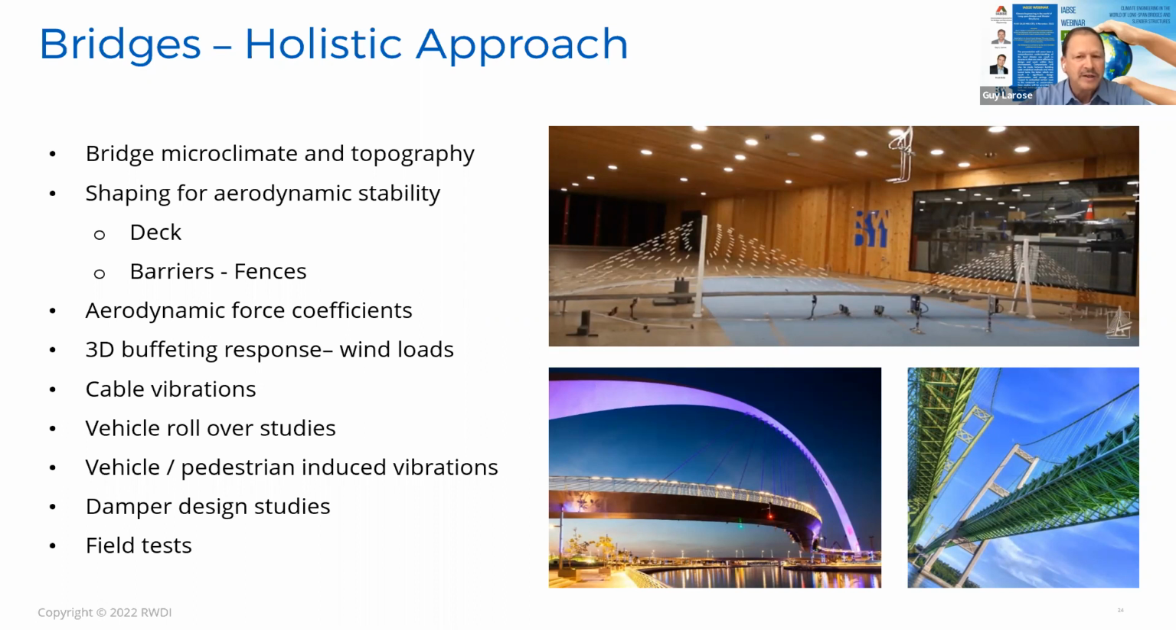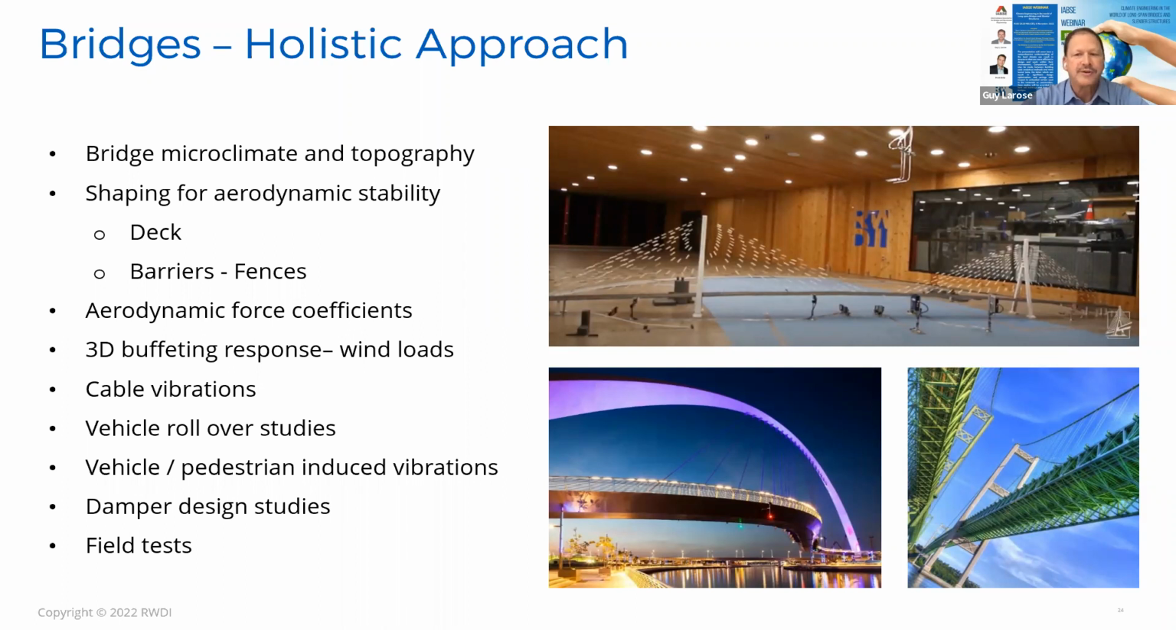Then the next thing is we look at the aerodynamics of the structure itself, and that's what we call shaping for aerodynamic stability. So we are given a cross-section, we work with the designer. Our role is to understand if there is risk of instability, and if there is instability, to come up with an experimental approach or a numerical approach or CFD, at least to make sure that the structure at the end, the deck itself or the deck in combination with barriers and fences, is stable. So we work with the wind and then we try to make sure that the structure is stable.